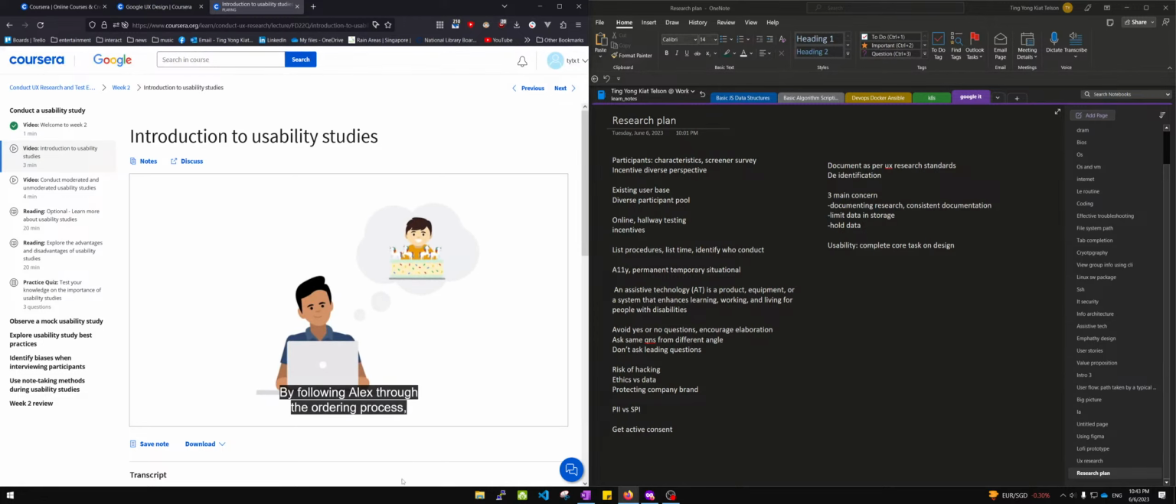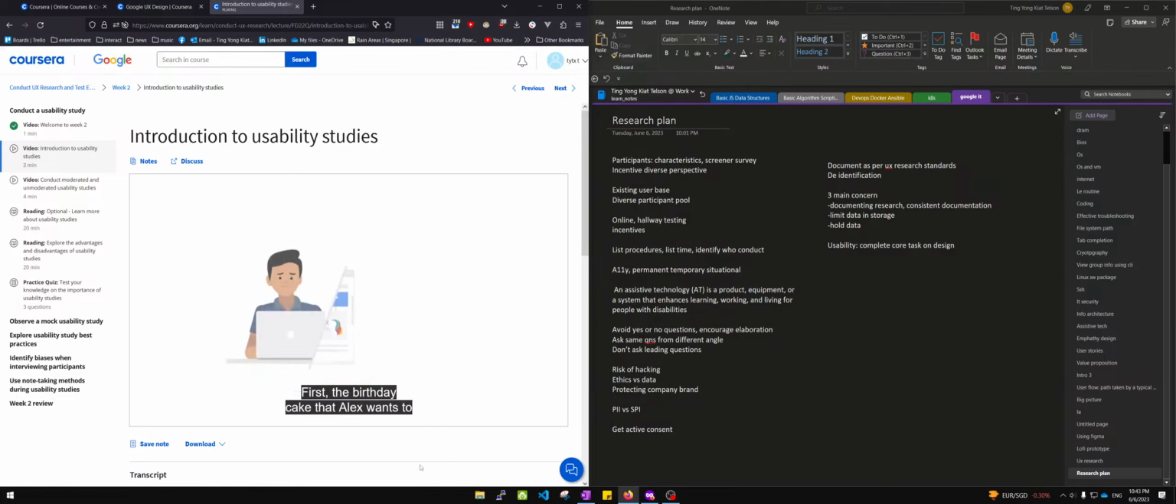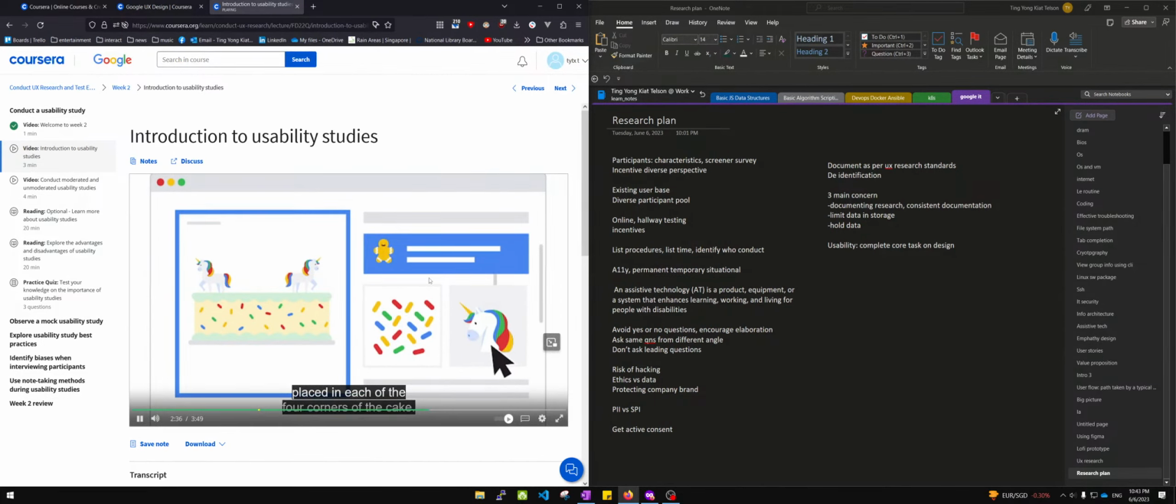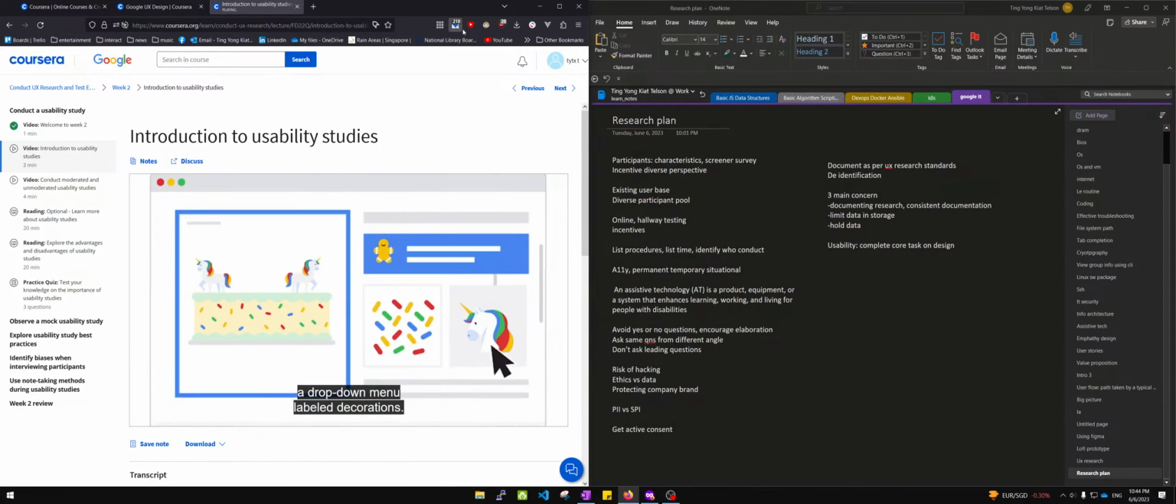By following Alex through the ordering process, you discover that Alex's user journey hits a problem. First, the birthday cake that Alex wants to order for their son is pretty specific. They want a rectangular rainbow cake topped with rainbow sprinkles and a unicorn placed in each of the 4 corners of the cake. Alex selects a rectangular rainbow cake without any trouble, and Alex adds the rainbow sprinkles by selecting them from a drop-down menu labeled Decorations.